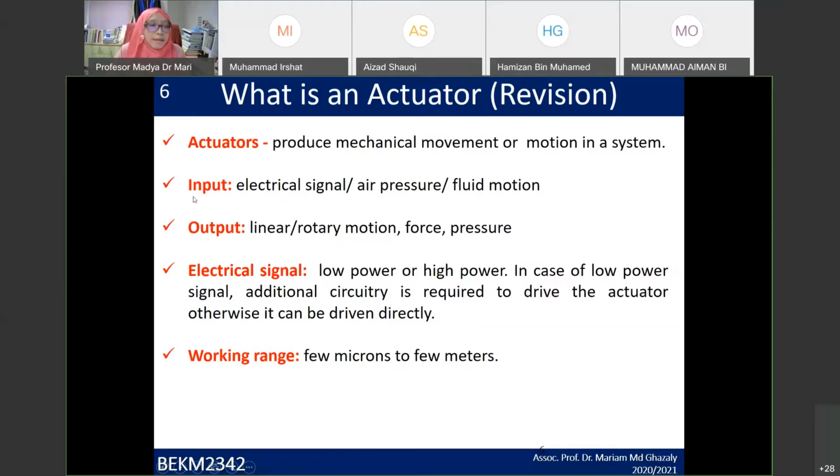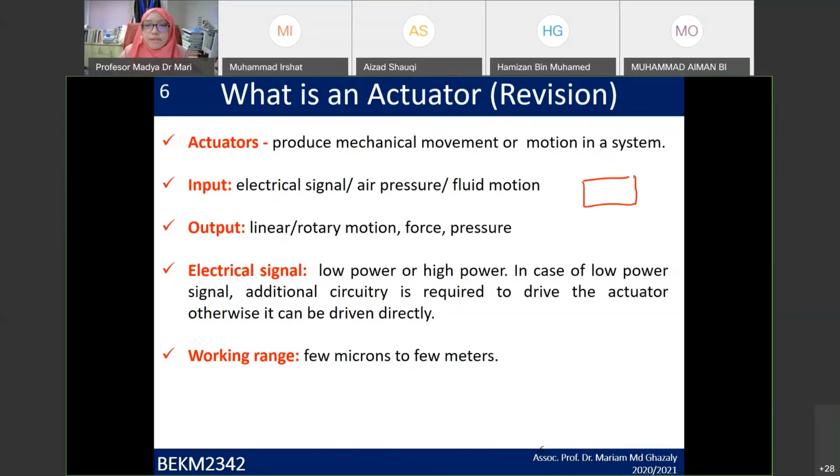So for the output, when you have an actuator, the input is a signal and the output will be a motion, force, or pressure. So that is where you have the output linkage of the open loop. If you were to draw this input and output, you have a block diagram over here.